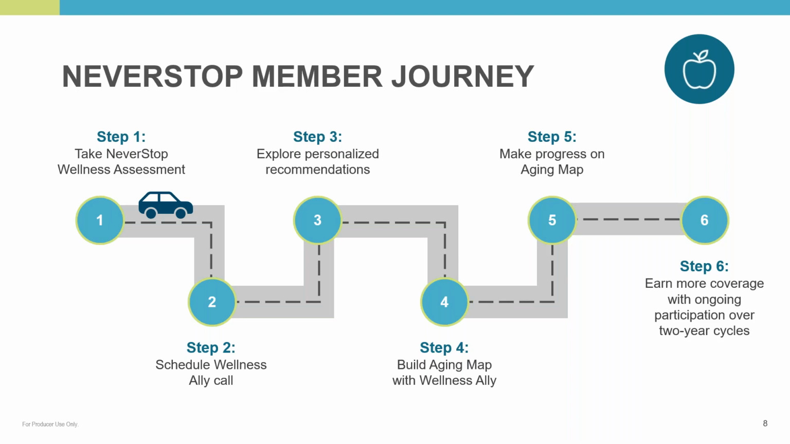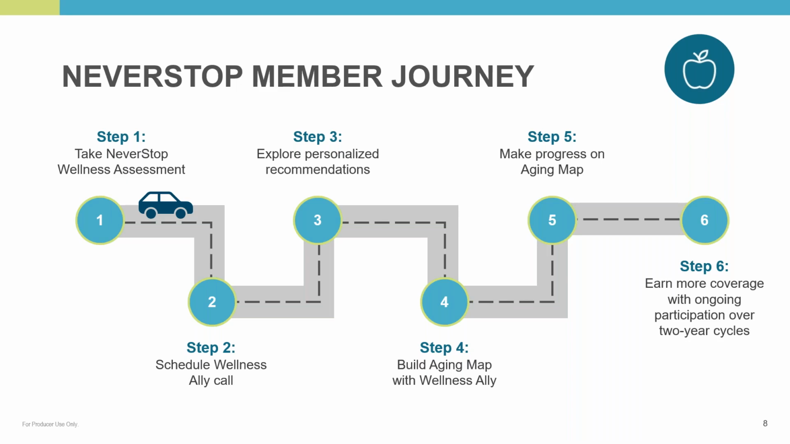But step 1, the client takes that Never Stop Wellness assessment, trying to determine where they're at and where they would like to go. They then schedule a wellness call with the ally individual themselves, and really think of this ally individual as a coach or a partner to help the client through this Never Stop Wellness program. Between the two, the client and the ally individual, they explore the personalized recommendations, and what they think would be best to fit the client's needs and what they would like to be able to accomplish. Step 4, it's really starting to put this into motion. We're going to build that aging map with the wellness ally.